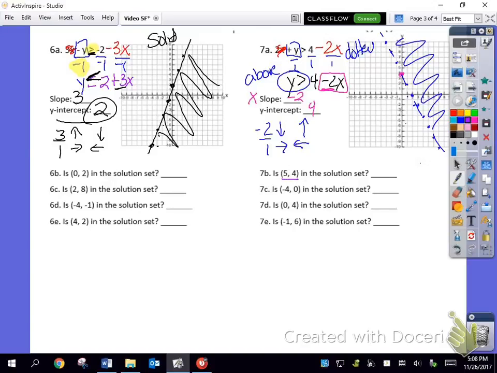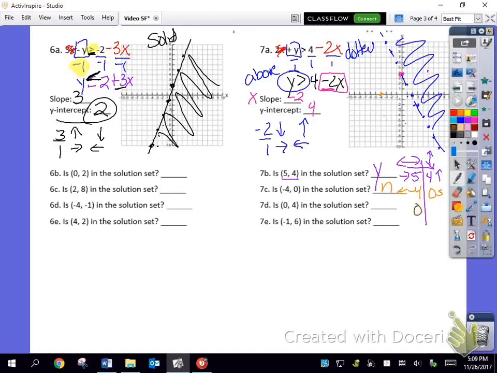5, 4. So remember, the first number tells you left or right, the second number up or down. So you go to the right 5, up 4. So 5, 4, yes. -4, 0. So you go to the left and you stay put. So no.